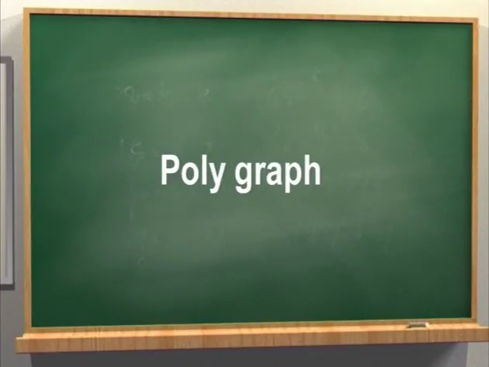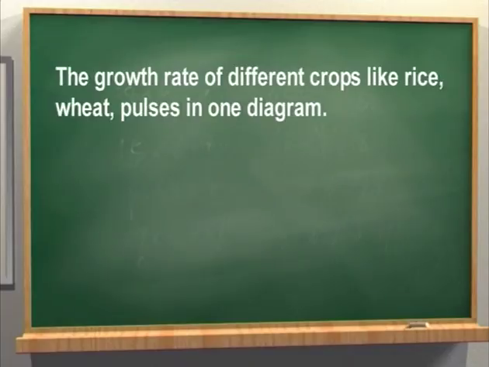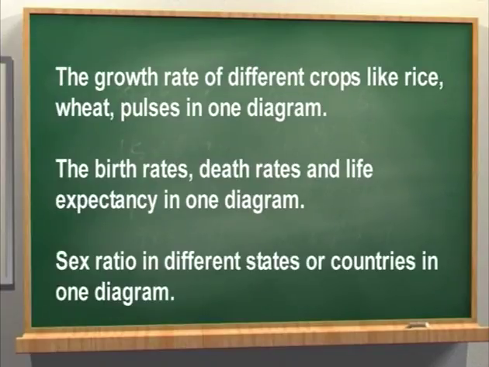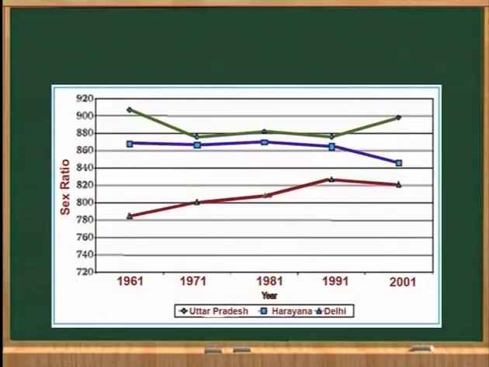Now let us move on to polygraph. Polygraph is a line graph in which two or more than two variables are shown on the same diagram by different lines. It helps in comparing the data. Examples which can be shown as polygraph are the growth rate of different crops like rice, wheat, pulses, etc. in one diagram, the birth rates, death rates and life expectancy in one diagram, and sex ratio in different states or countries in one diagram. Let us look at a polygraph to compare the variables.